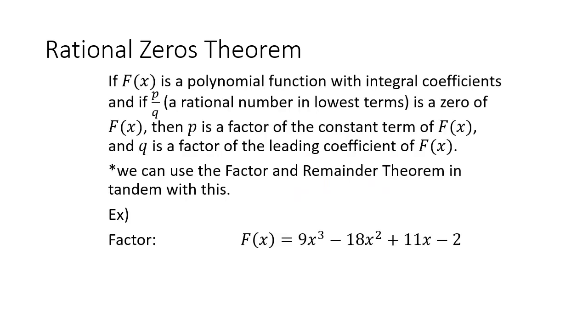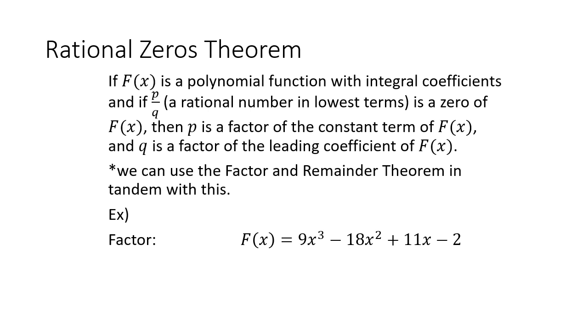The Rational Zeros Theorem has kind of a long-winded definition, but really it's pretty straightforward. What it says is that if f of x is a polynomial function with integral coefficients, and if p over q, a rational number in lowest terms, is a 0 of f of x, so p over q would be one of the things that x would equal in order to make the function equal 0, then p is a factor of the constant term of f of x, meaning the term at the very end, and q is a factor of the leading coefficient of f of x, meaning the number in front of the highest degree term.